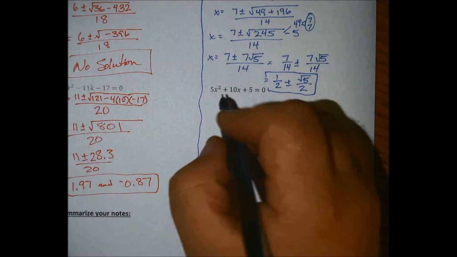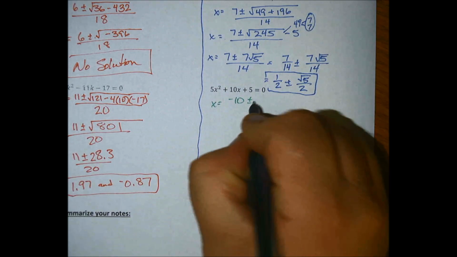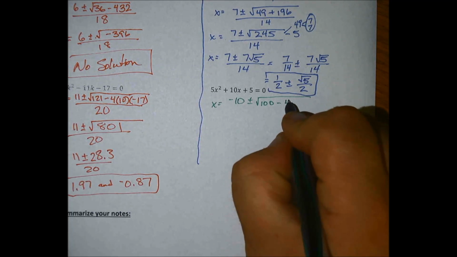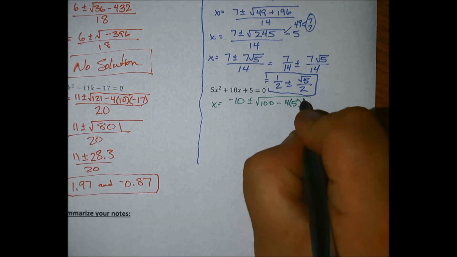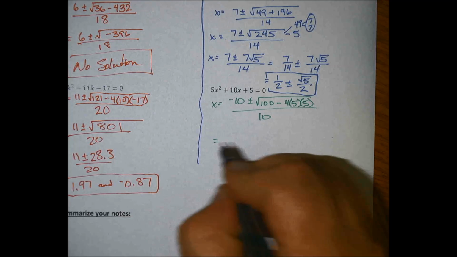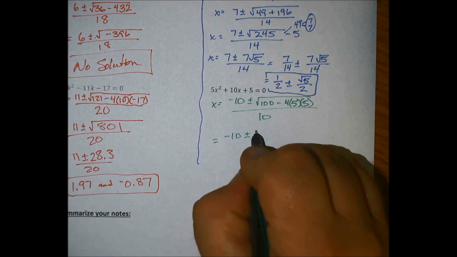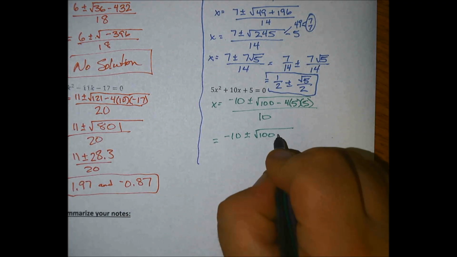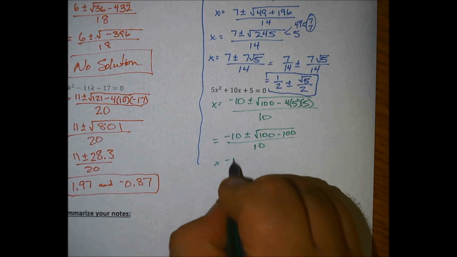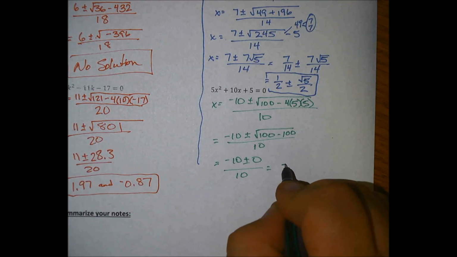Okay, let's look at this last one, and here we go. Negative b plus or minus the square root of b squared minus 4ac. Okay, all over 2a, which is 10. So we have negative 10 plus or minus. Hopefully you felt like you were given a little treat here because you have 100 minus 100 under the square root sign. So that's negative 10 plus or minus 0 over 10, which is just going to be negative 1.